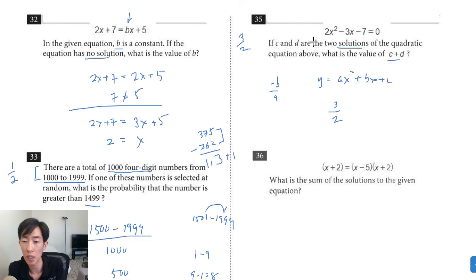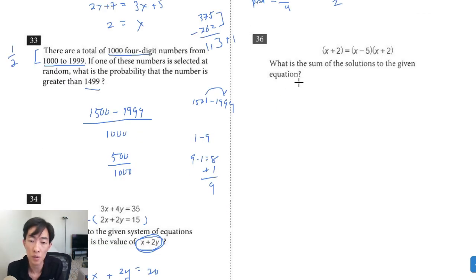Now, if you didn't remember that, you could solve this, and you'd either have to factor it or use the quadratic formula. Just remember, the sum of the roots is negative b over a, and the product of the roots is always c over a, as long as you have a quadratic in standard form.